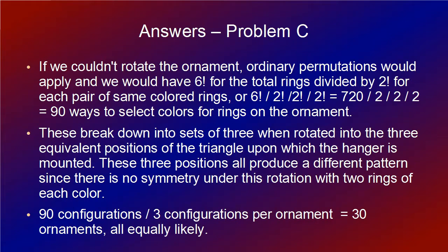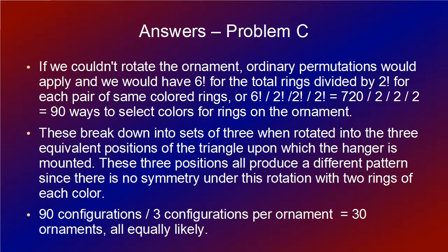If we couldn't rotate the ornament, ordinary permutations with repeats would apply, and you could look up a formula for that. We would have 6 factorial for the total rings divided by 2 factorial for each pair of same colored rings, or 6 factorial divided by 2 factorial 3 times, and that's equal to 720 divided by 2 divided by 2 divided by 2, and that's 90 ways to select colors for rings on the stationary, fully oriented ornament.